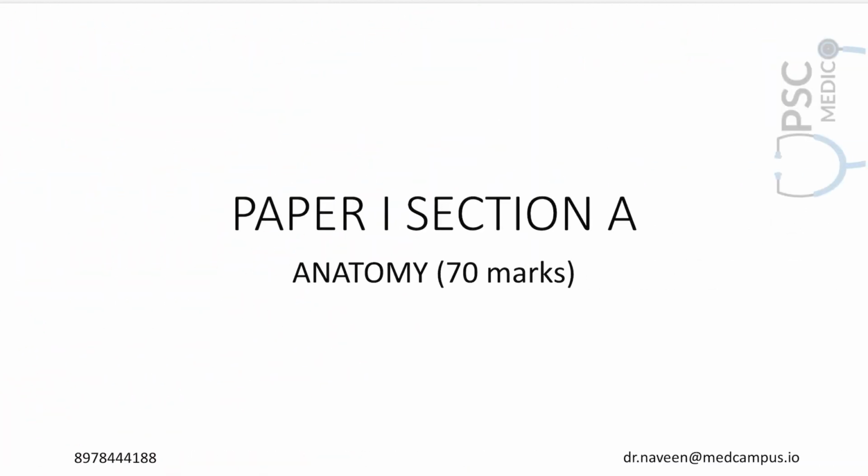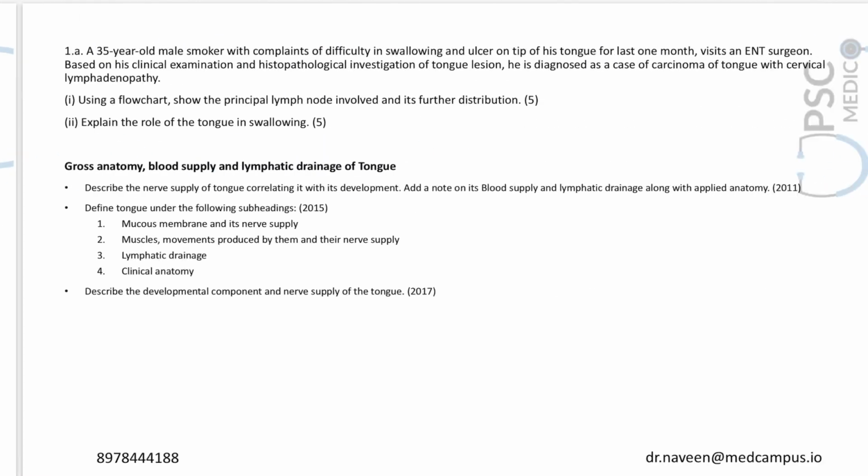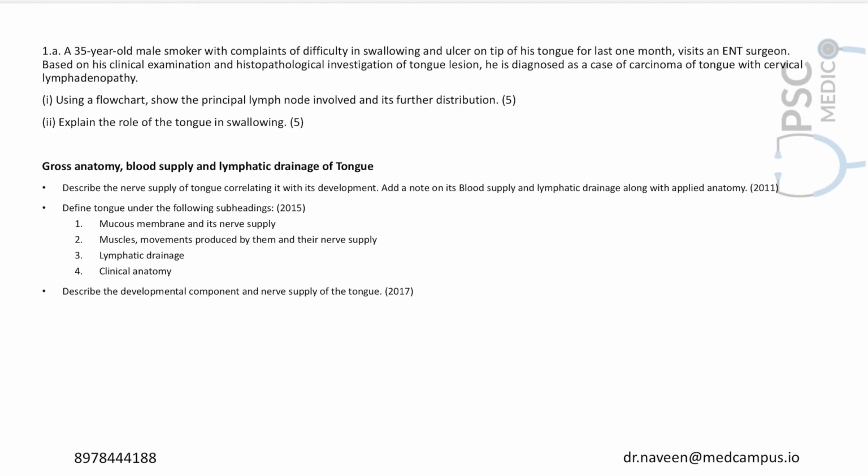Now with this intro discussion and also general analysis of the paper, let's get into the subject-wise discussion. This time I want to go very fast on these aspects. Okay, first thing is anatomy. As you all know, 70 marks weightage. This time anatomy, I'll not call it a bouncer, because let's finish the analysis of the paper.